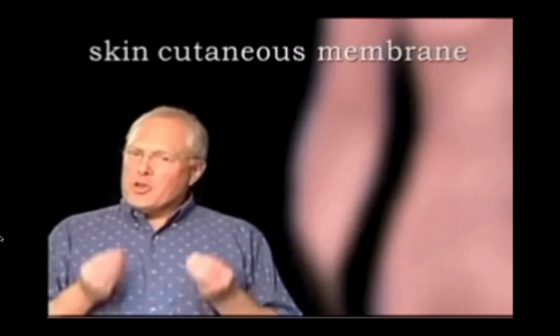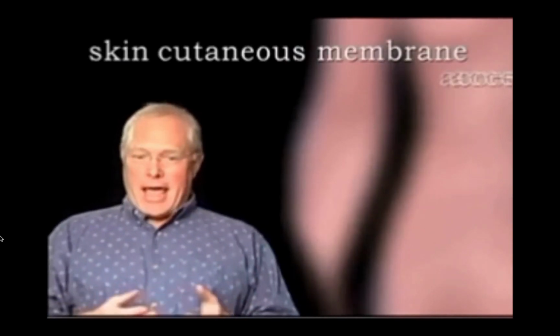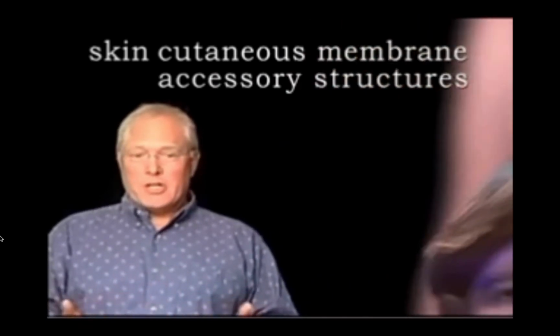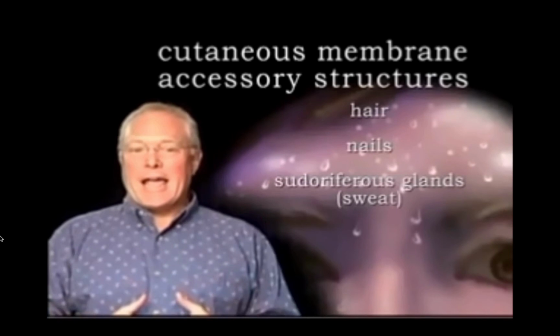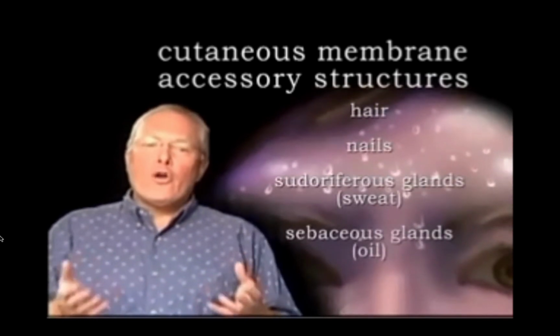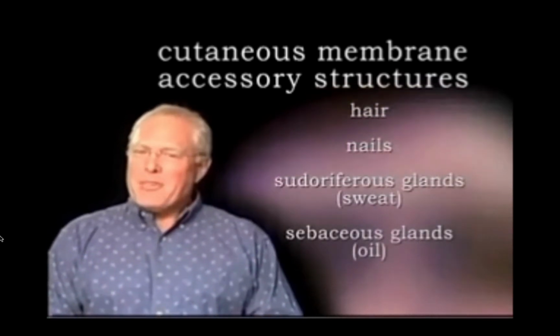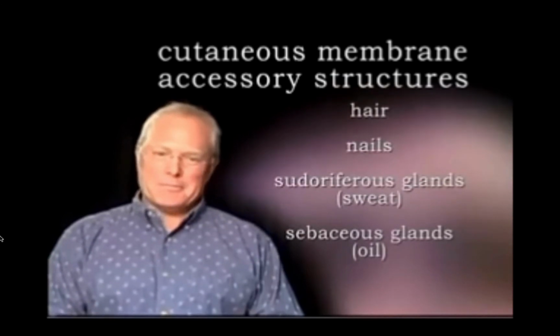The integumentary system consists of 2 components: the skin, called the cutaneous membrane, and accessory structures, which include hair, nails, sudoriferous or sweat glands, and sebaceous or oil glands. We will examine these components one at a time.